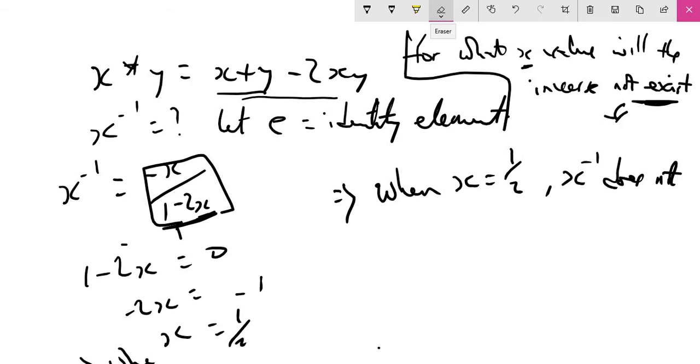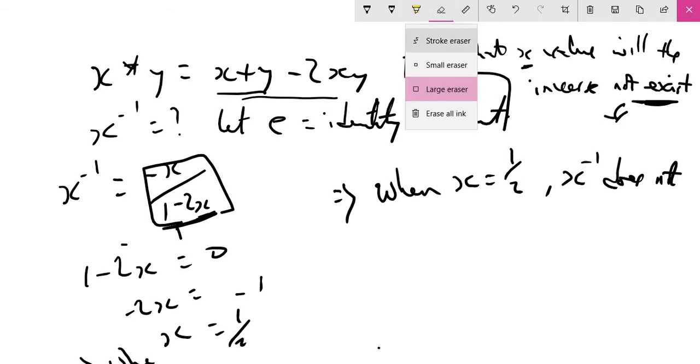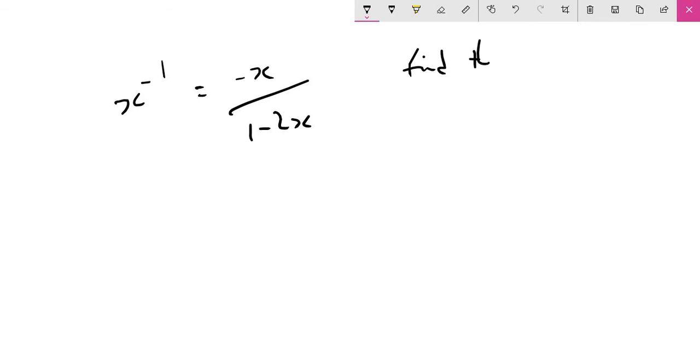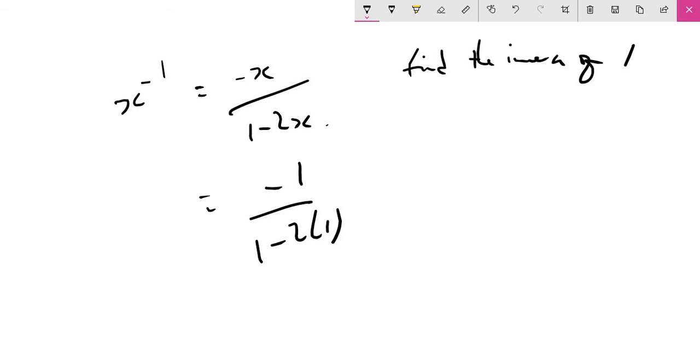So let us do more of this inverse stuff. They also said we should find the inverse of 1. So we found x inverse to be equal to minus x divided by 1 minus 2x. So find the inverse of 1. That means we just substitute x equal to 1 here. So this is equal to minus 1 divided by 1 minus 2 times 1.